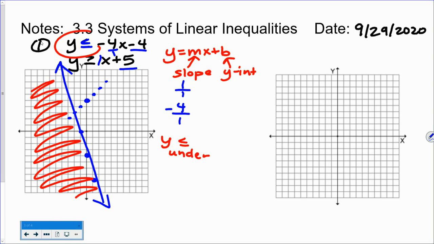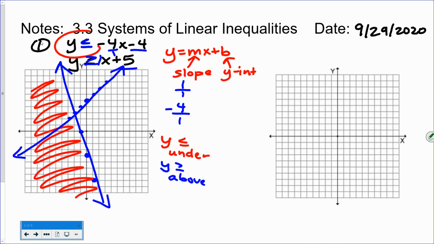All right, you only need 2 points for Math Excel, but I do a few more when I'm doing this on paper just so I can draw a straighter line. This will also be solid because it has an equal to, so I'll draw a solid line. Now this one says y is greater than or equal to, so that means all of the y values greater than what I have. So that would need to be shaded above my line.